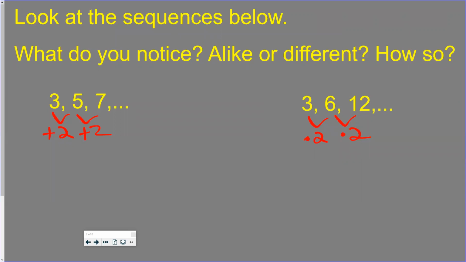Both of these sequences start with 3. But again, they go by different numbers because the first one's adding, the second one's multiplying. I also see the first one has all odd numbers, the second one has odd and even numbers. Something else to just throw in there. That's a little different about them.